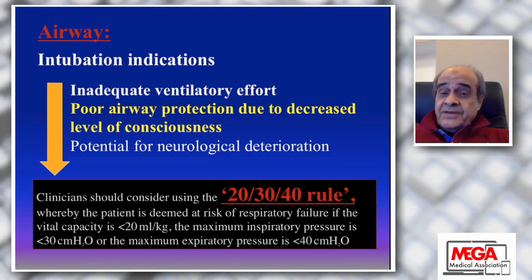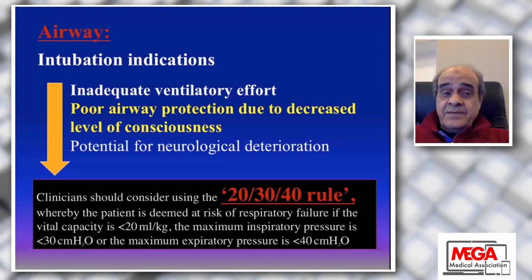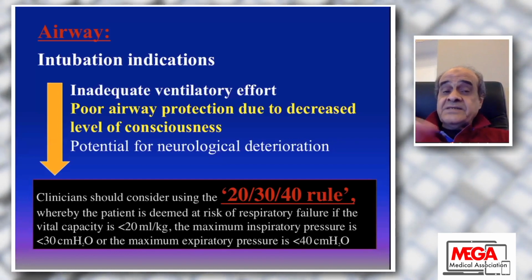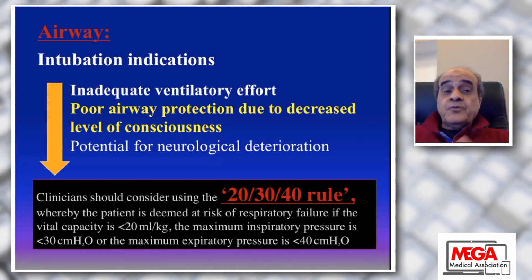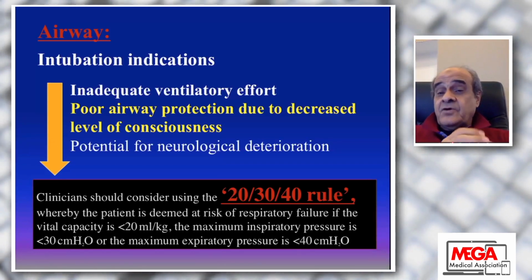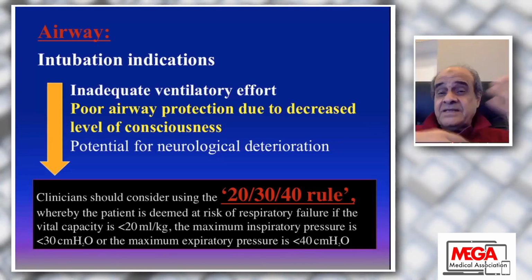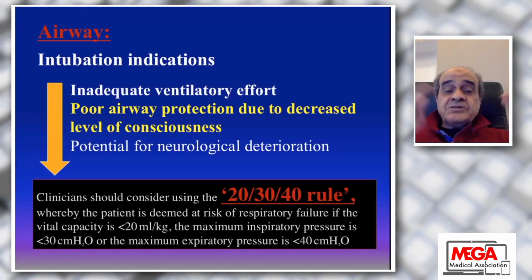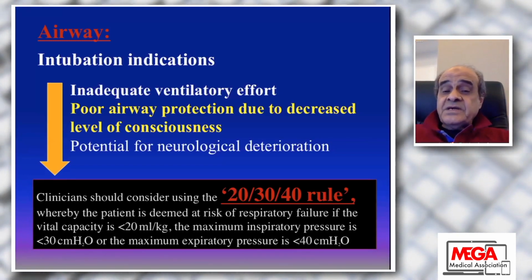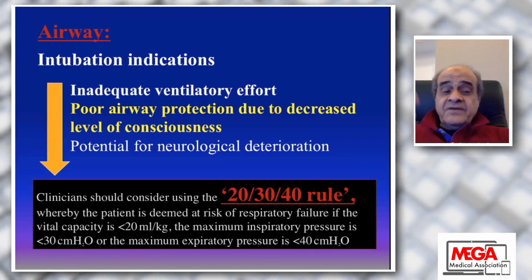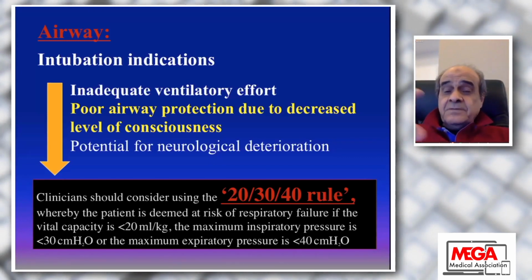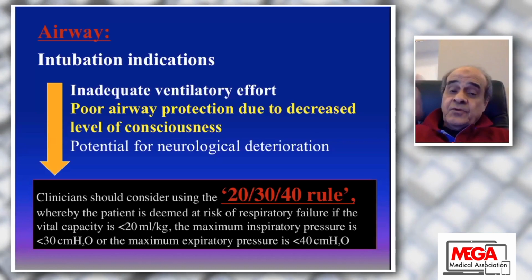The most important item in management of muscle disease in general and Guillain-Barré syndrome specifically is the indication for intubation. If your patient is exhibiting inadequate ventilatory effort, or poor airway protection, or a decreased level of consciousness, and he is liable to aspiration, atelectasis, pneumonia and potential neurological deterioration, we have to intubate. And don't forget the 20, 30, 40 rule. 20 is for vital capacity: if the patient has less than 20 cc per kg vital capacity, you have to intubate.